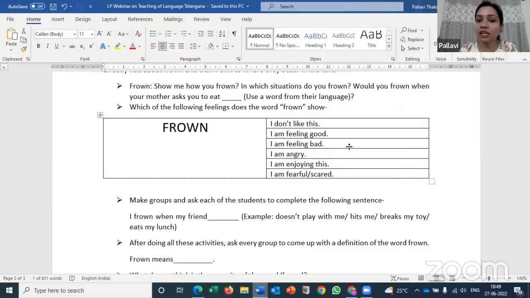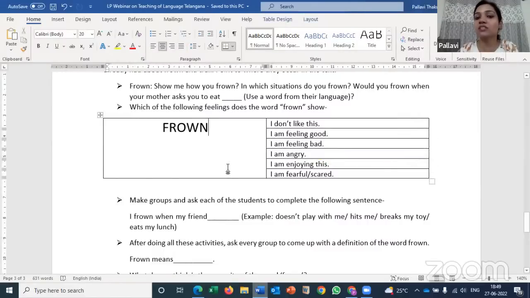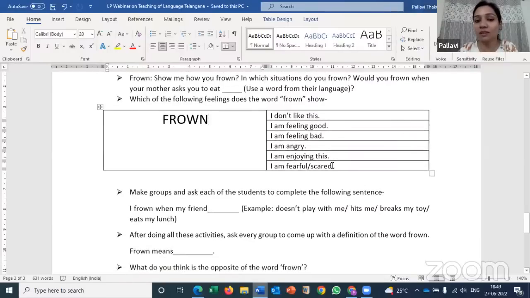Does frown mean that I am feeling good? You don't do like this when you're feeling good, right? So your students, because they can relate the word to that gesture, they might understand already that it doesn't represent a feeling which is good. I'm feeling bad. Yes, I'm feeling angry. Perhaps I'm enjoying this. Certainly not. You don't frown when you're enjoying something.